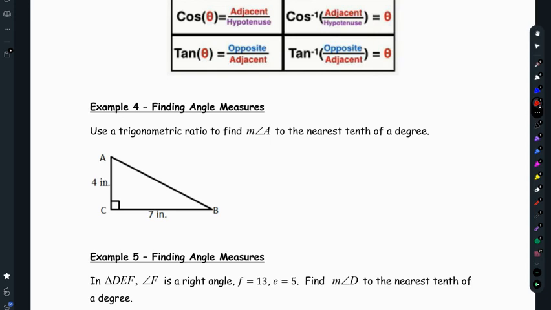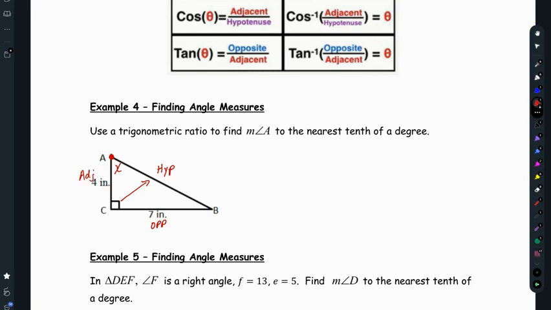So it says use a trig ratio to find the measure of angle A to the nearest tenth of a degree. I'm going to label this as X. This is what I'm trying to find, and this is my angle of perspective. The leg opposite my angle is right here. That's 7. Across from my right angle is my hypotenuse. And the leg next to, or adjacent to, my angle is right here. That's 4 inches.